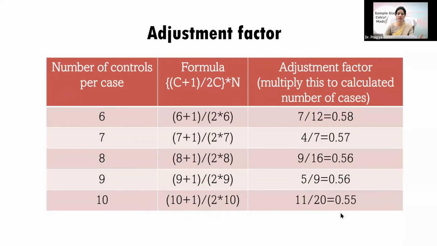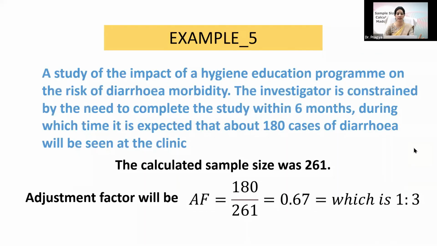And this is the same for 6, 7, and 8. You can see that the multiplication factor is almost the same: 0.58, 0.56, 0.56, and 0.55. So the maximum is 4 controls per case. The same, this is what I did.